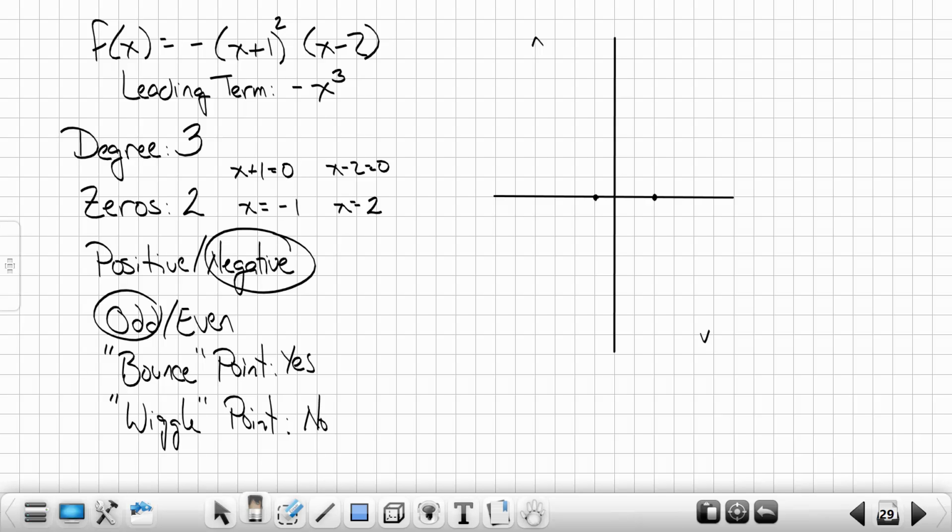If it was a positive even, it would start high, end high. That is not what it's supposed to be. Positive even, starts high, ends high.